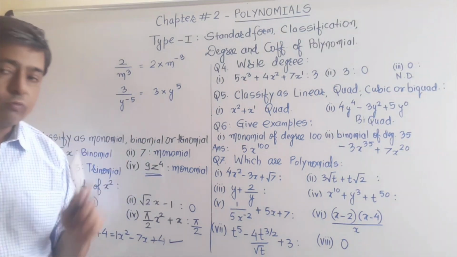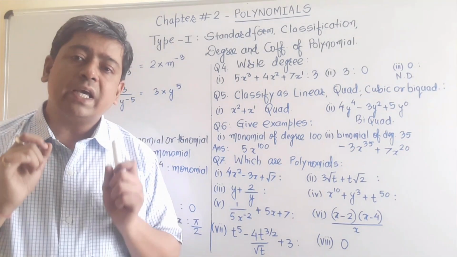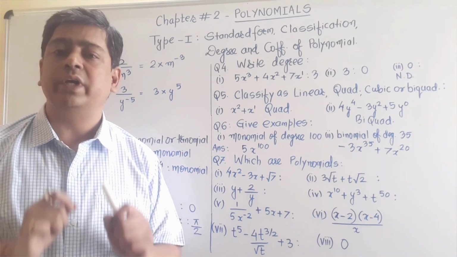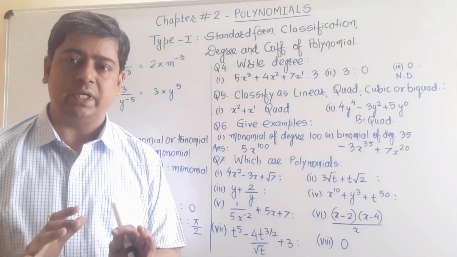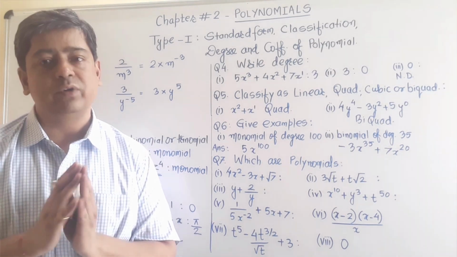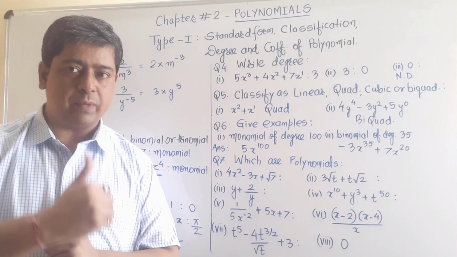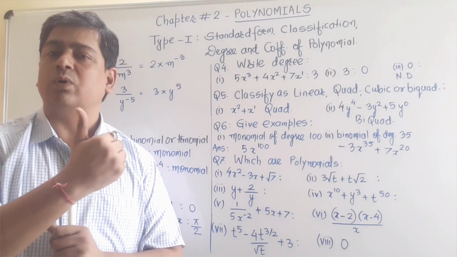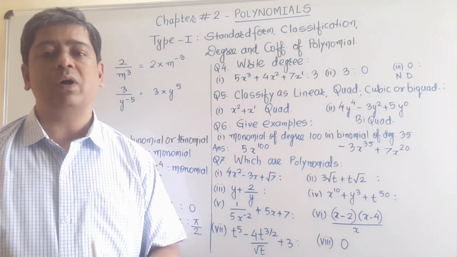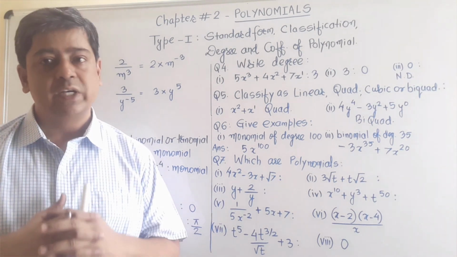So why is this especially important? Because you remember we cannot judge the power of a variable at the place of denominator. It should always be at the place of numerator. If it is in the place of numerator, then we can observe the power, whether it is a whole number or not, and then accordingly we can decide yes it is a polynomial or not. So let's start the first question.